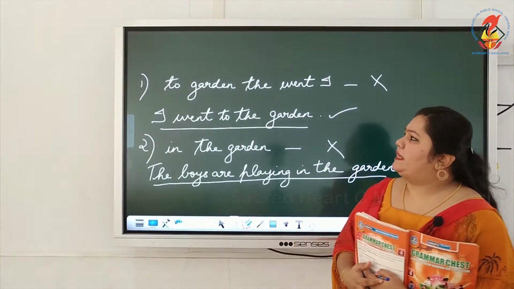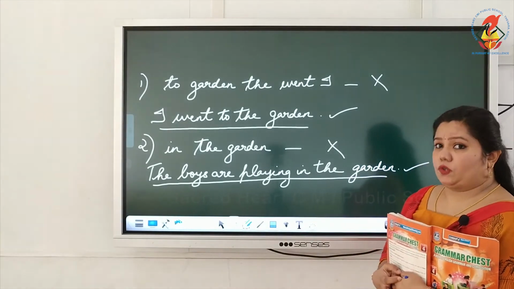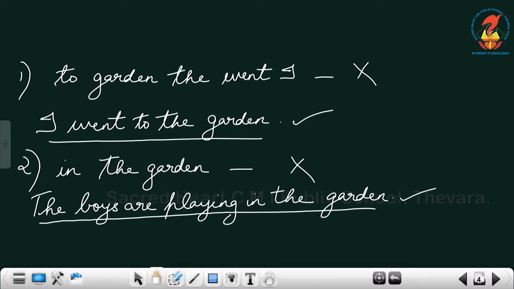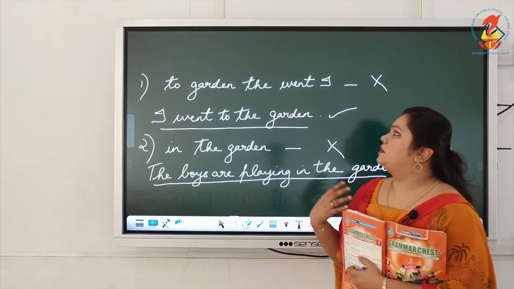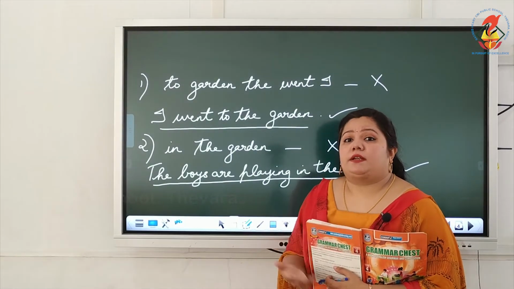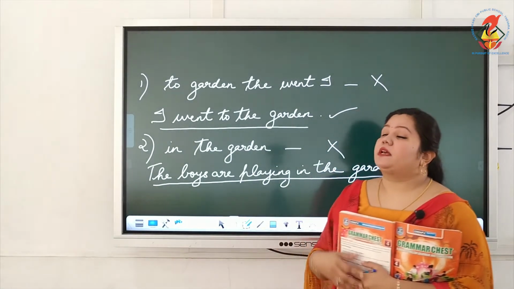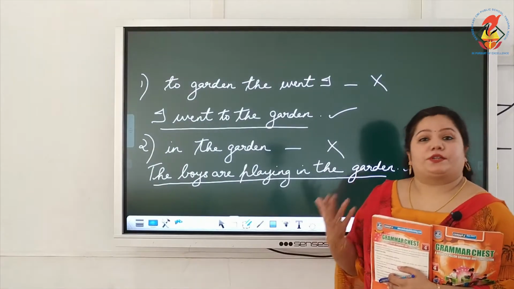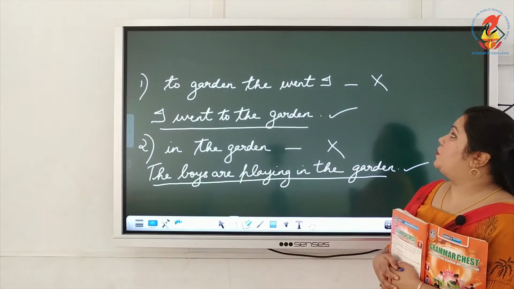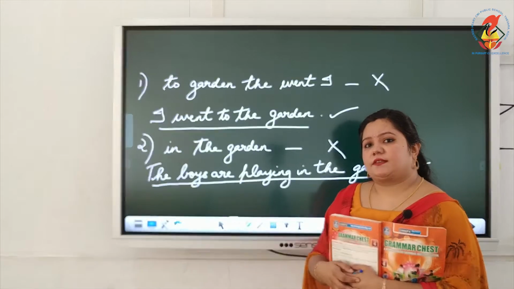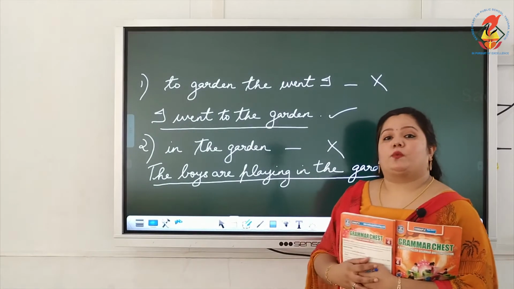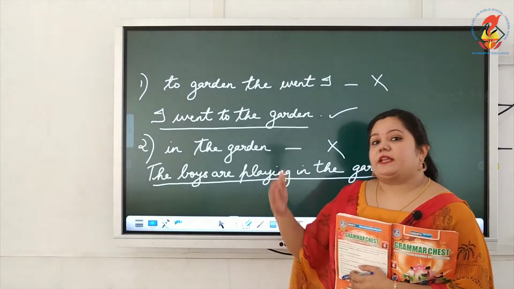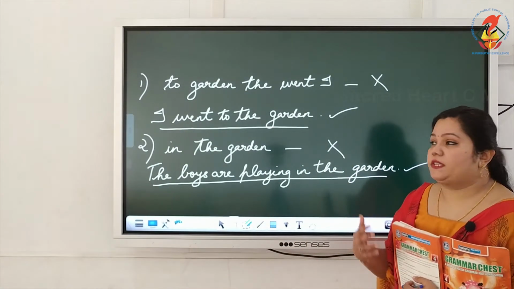Okay, so now look at these words given here. These are also a group of words: To garden the went I. It is not clear. These are a group of words, but when you read it, you don't get what it is. So, can we call it a sentence? No, we cannot call it a sentence. These are just jumbled words. But we can rearrange it and make it a normal sentence.